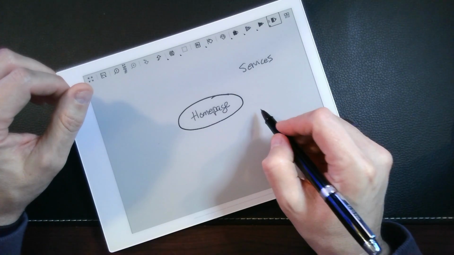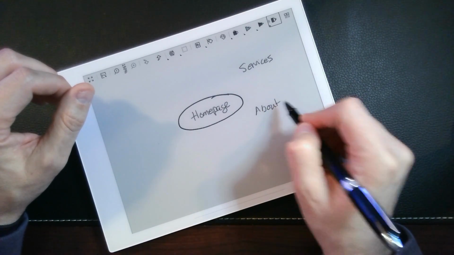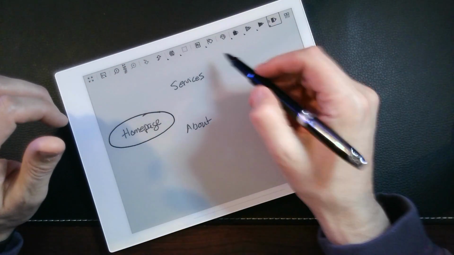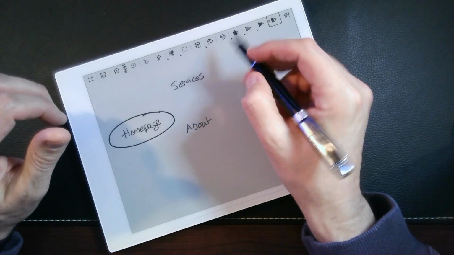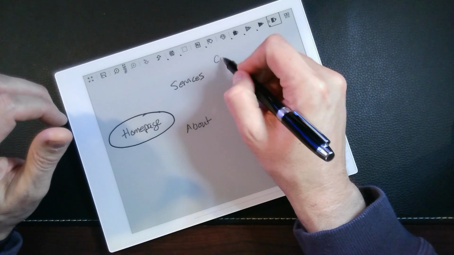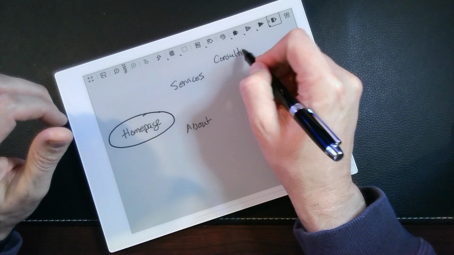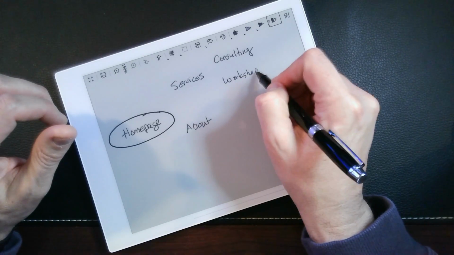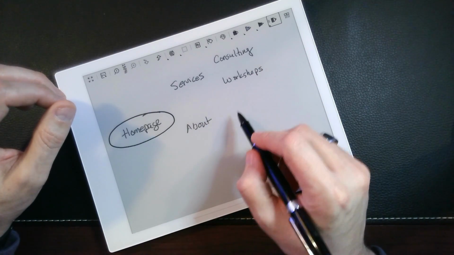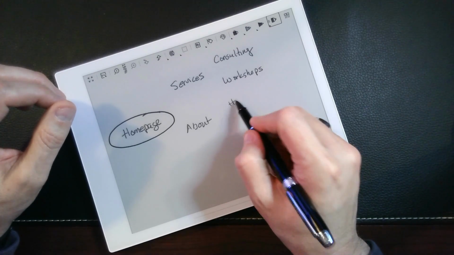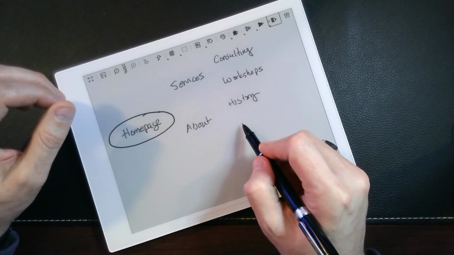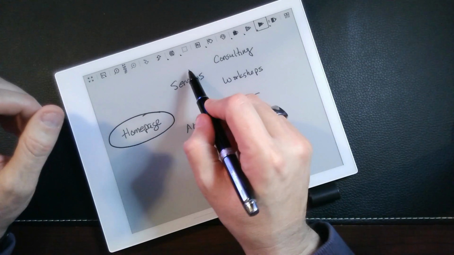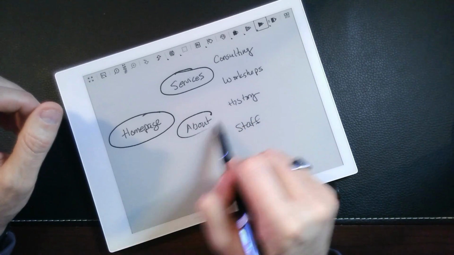So you've got services there, you've got about here. There we go. And so now let's say under services, we've got consulting and workshops. About, let's say you've got history and staff. So now what do we want to do? We want to connect those. So you draw your circles.